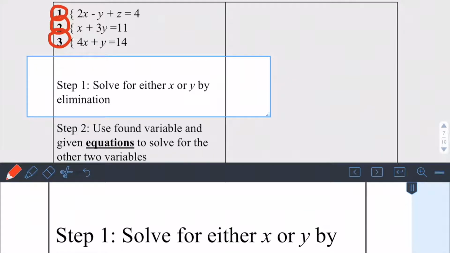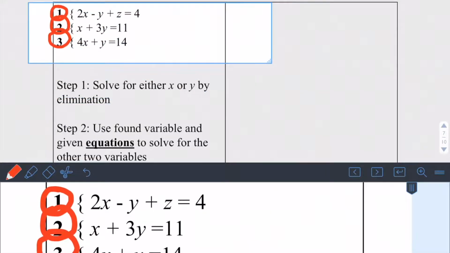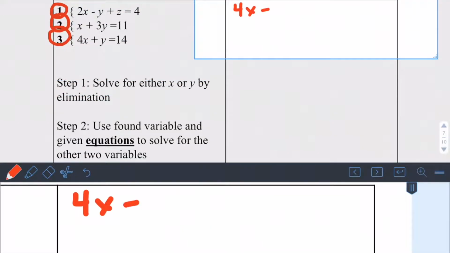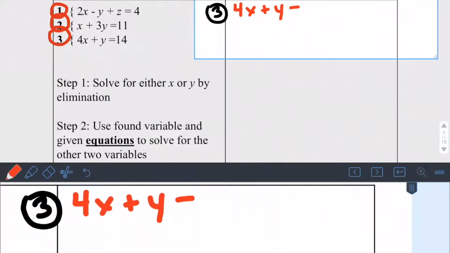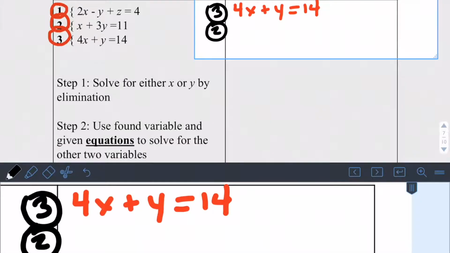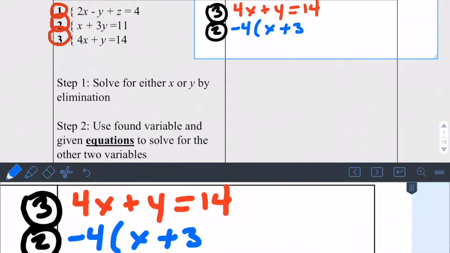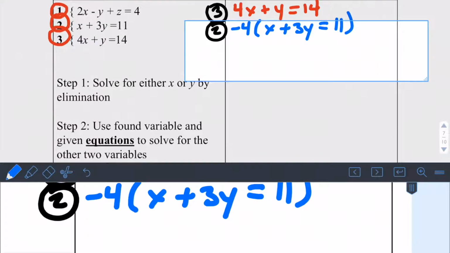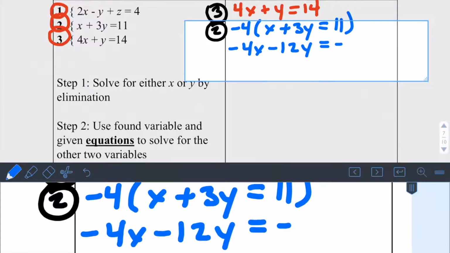And the first step is to solve for either x or y in one of these equations by elimination. 4x plus y, which is equation 3, is equal to 14. And then I'm going to take equation 2, and I'm going to multiply equation 2 by negative 4, which is x plus 3y is equal to 11. And that's going to give me a new equation 2 of negative 4x minus 12y equals negative 44.